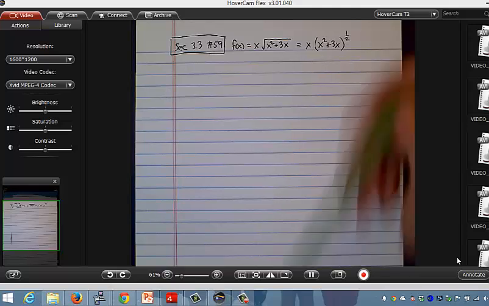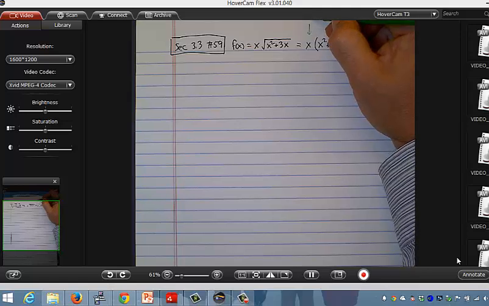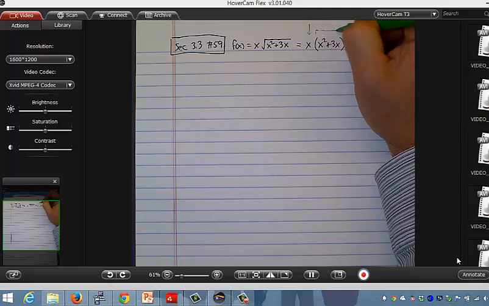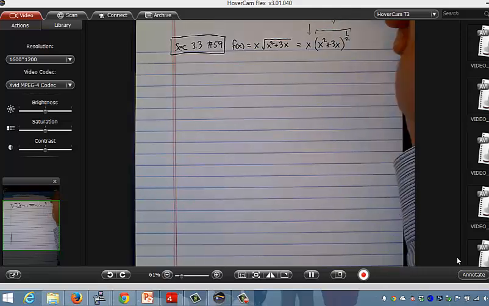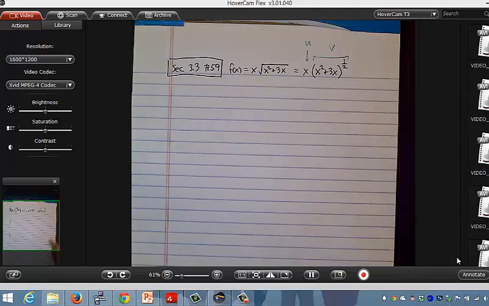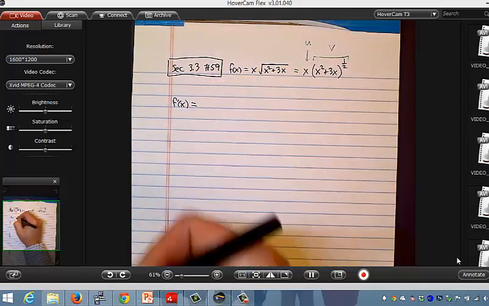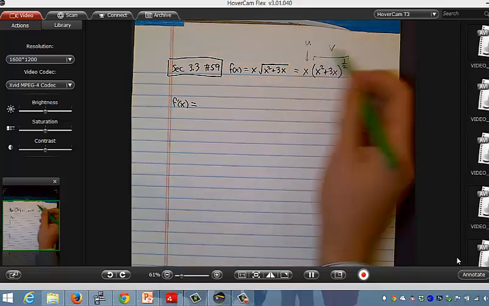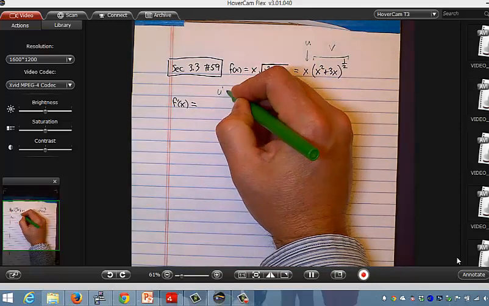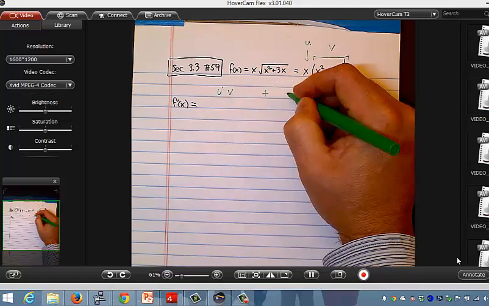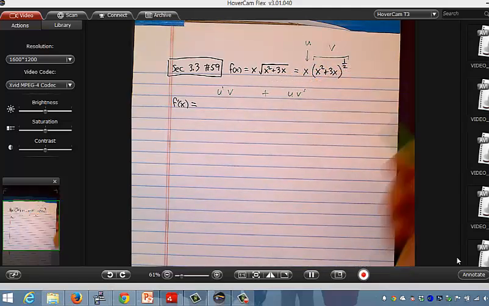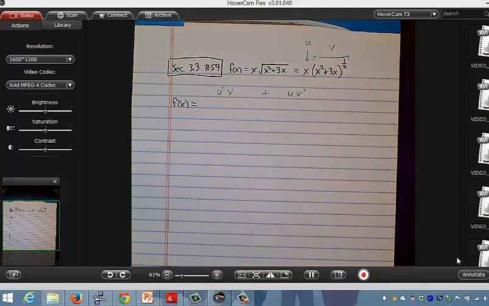But yeah, I'm picturing that my x here, this is my u, and this mess here, that's my v. Okay. So when I go ahead to compute the derivative, I'm going to be using the product rule. So f prime of x equals, well, I know the rule. When I take the derivative of uv, it's going to be u prime v plus uv prime, right? That's what's going to happen. So I have to go ahead and follow that model.